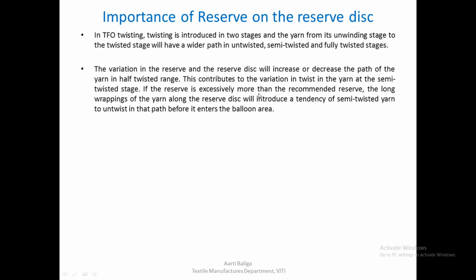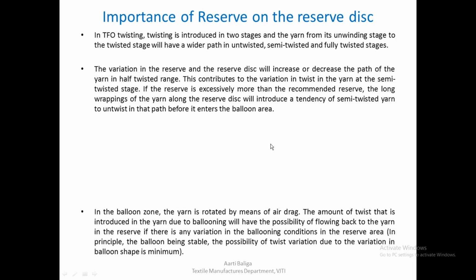If the reserve is excessively more than the recommended reserve, the long wrappings of the yarn along the reserve disc will introduce a tendency of the semi-twisted yarn to untwist in that path, and therefore before it enters the balloon area. So some amount of twist will be untwisted if too much of a reserve is there on the disc.